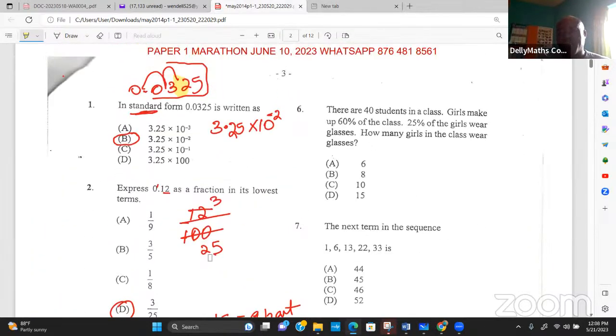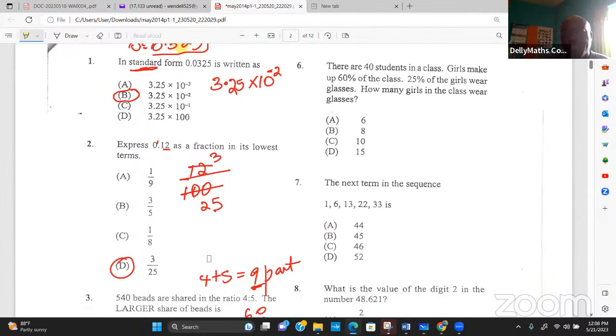Right, question 6. Question 6 says here, there are 40 students in a class. Girls make up 60% of the class. 25% of the girls wear glasses. How many girls in the class wear glasses?